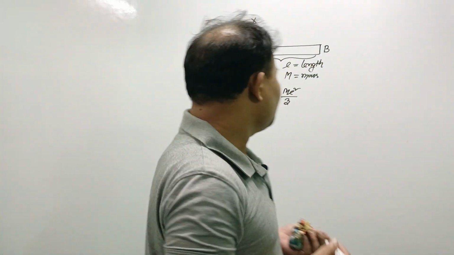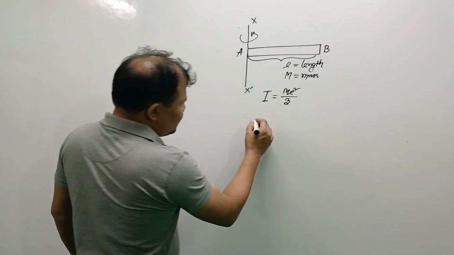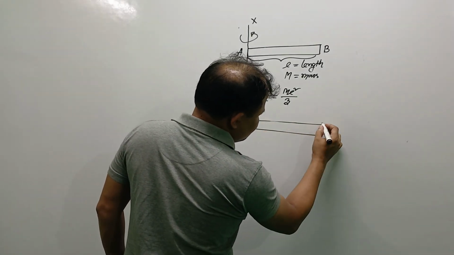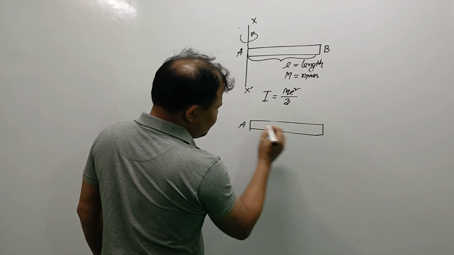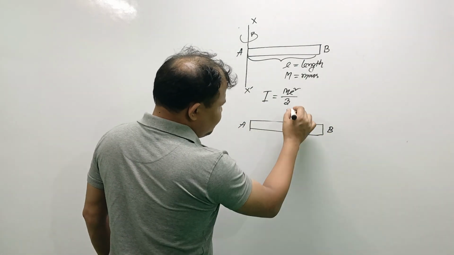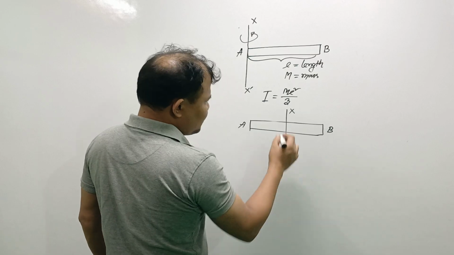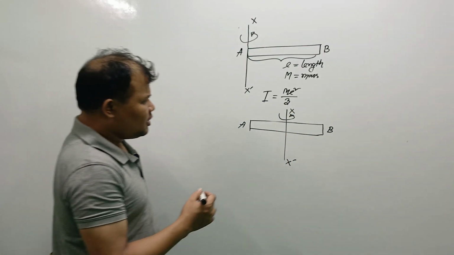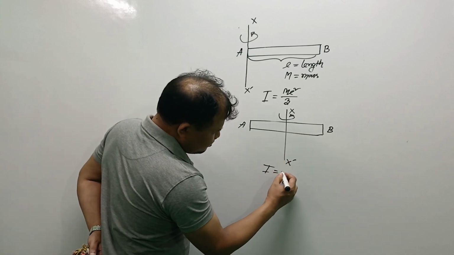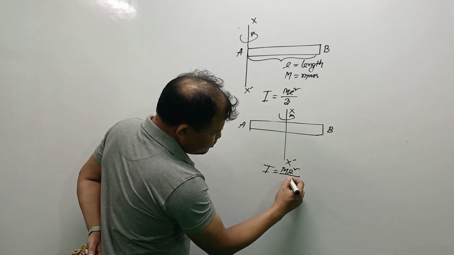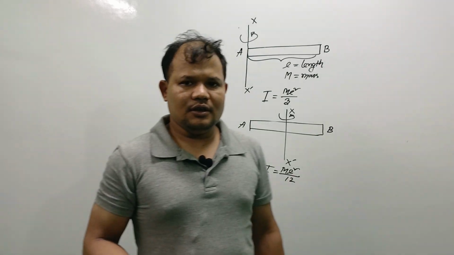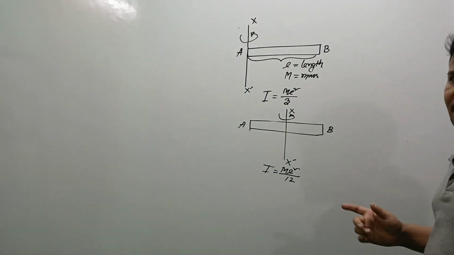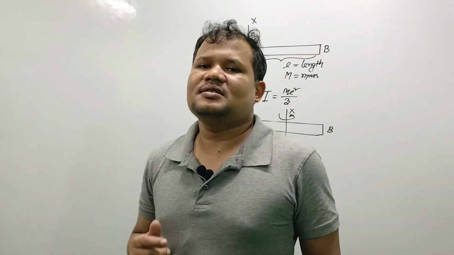My dear students, if the rotational axis passes through the mid side of the uniform rod, suppose this is the rod AB and x prime is the rotational axis passing through the middle of the rod, in this case the moment of inertia will be ML squared divided by 12. In our previous lecture we already learned this. If you have not seen that lecture, please first see it, then come here.